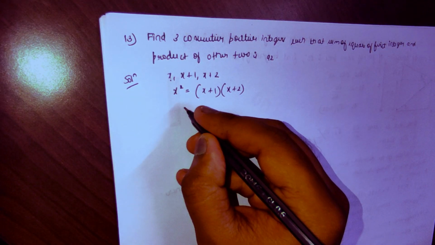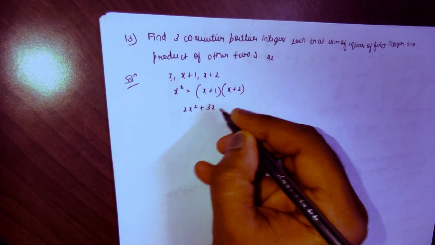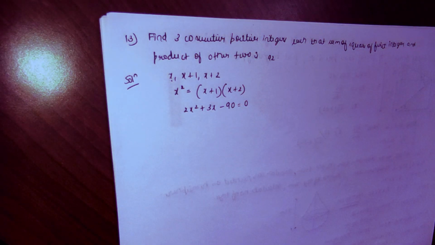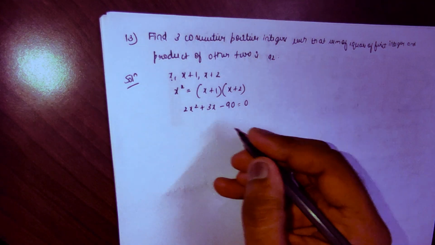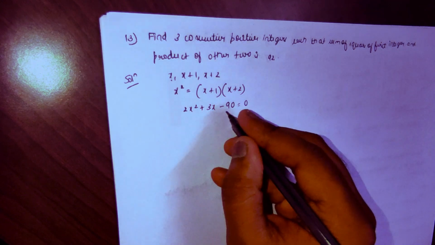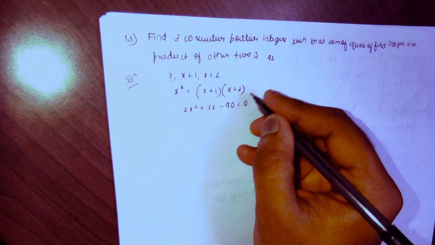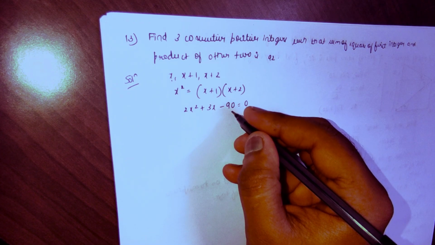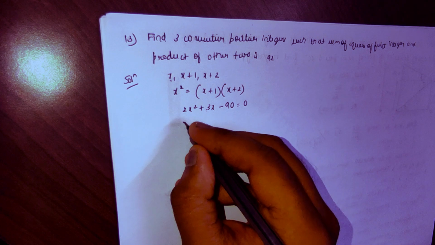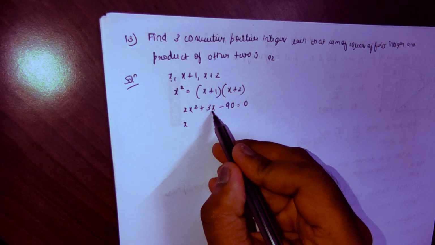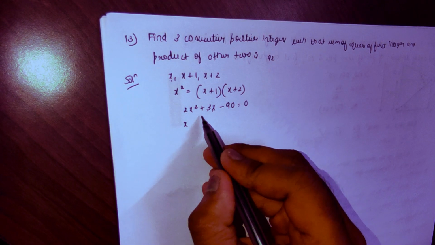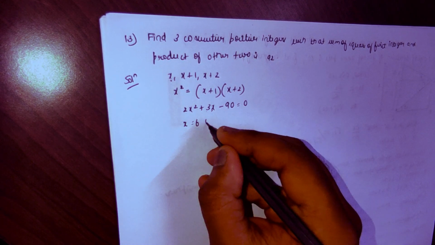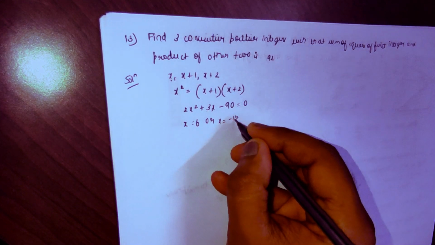By squaring this, we'll get a quadratic equation, that is 2x square plus 3x minus 90 is equal to 0. This you can solve by using the quadratic formula, ax square plus bx plus c, taking a as 2, b as 3 and c as minus 90. Or else if you solve it directly, you'll get the answer by splitting 3x as minus 12x plus 15x. Then if you take common, now we'll get the value of x, that is x is equal to 6 or x is equal to minus 15 by 2.